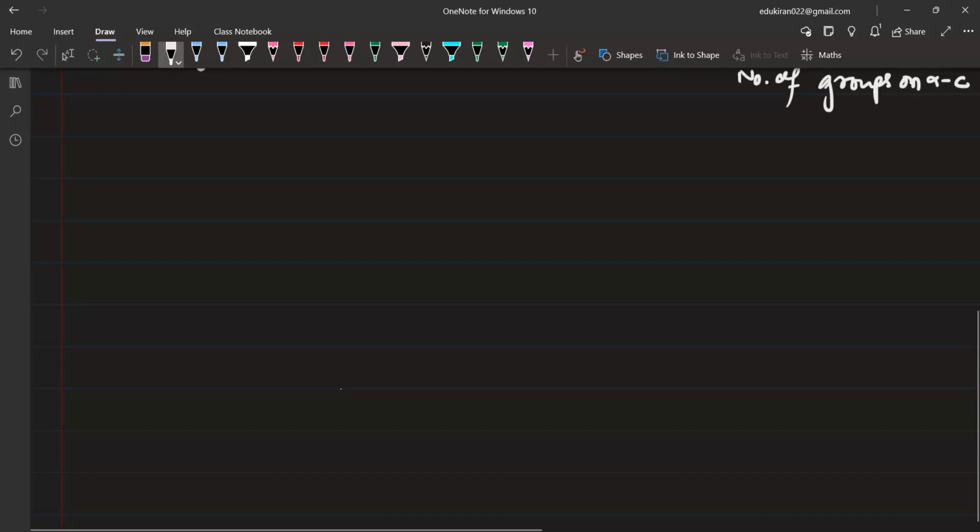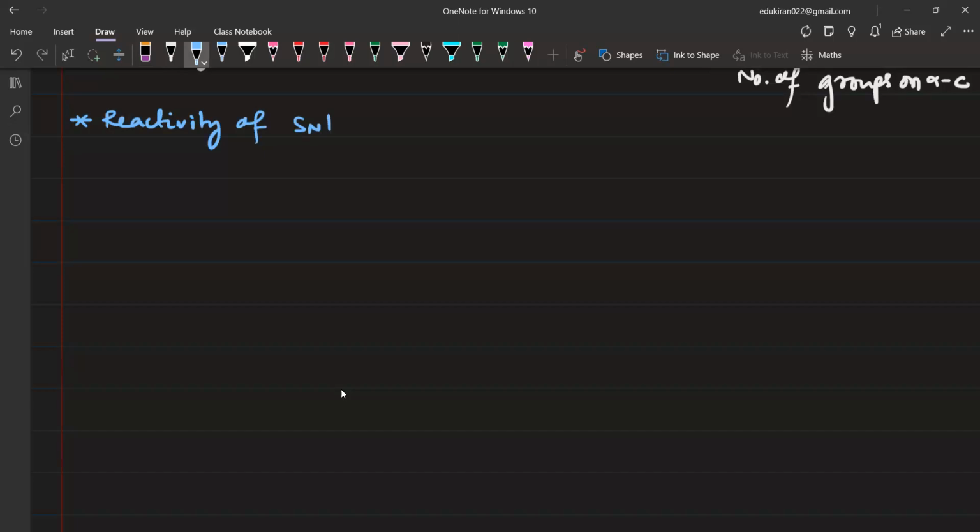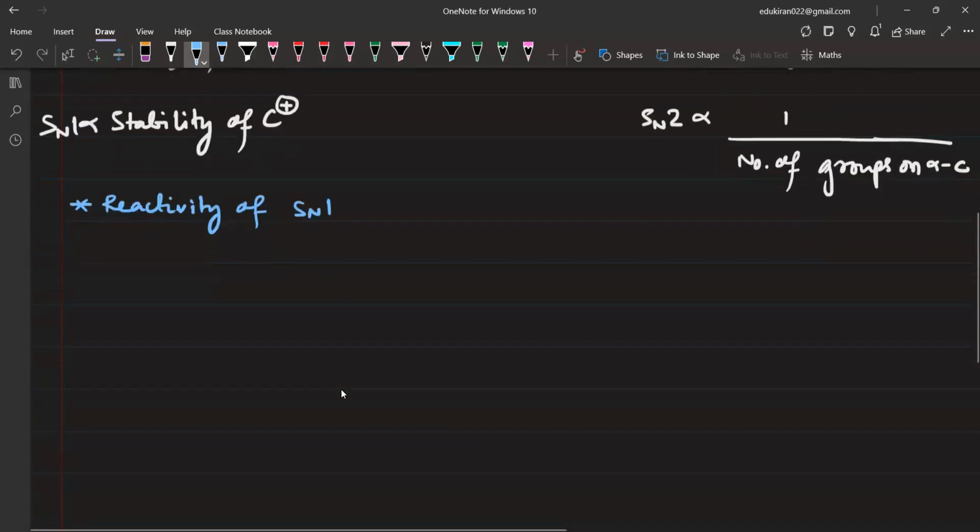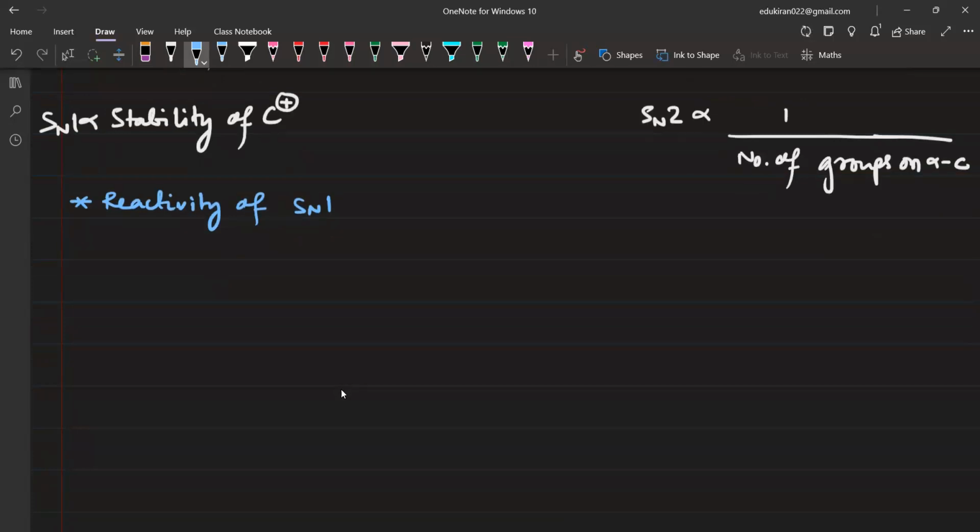See, now regarding the reactivity of SN1, we have seen that the reactivity of SN1 is directly proportional to the stability of carbocation. But we have to understand that a carbocation has a positive charge. So if I give it more and more electrons, then it is going to be more stable. The first one that we can write is: carbocation is stabilized by electron donating groups.